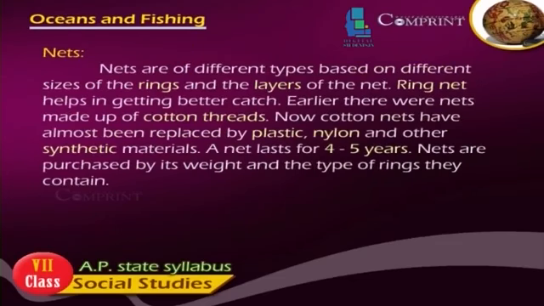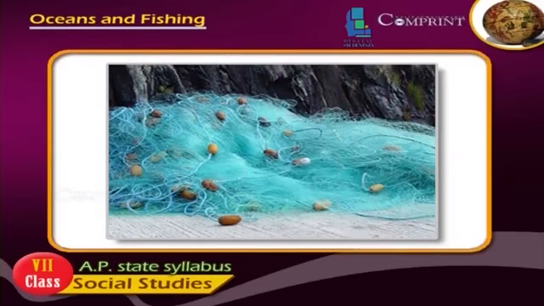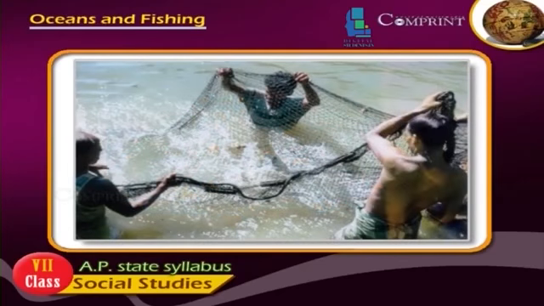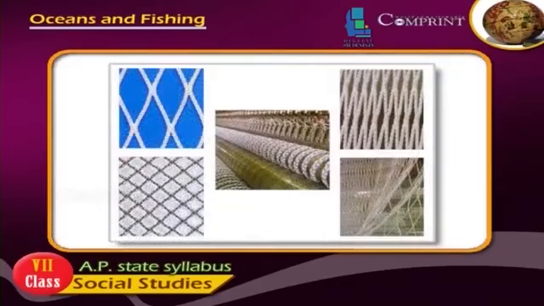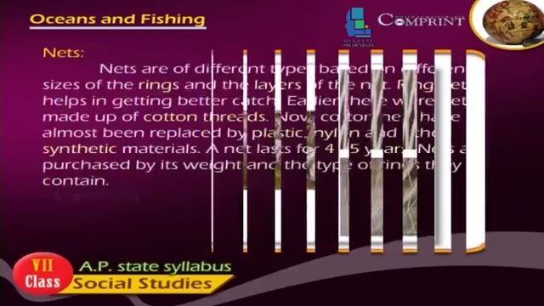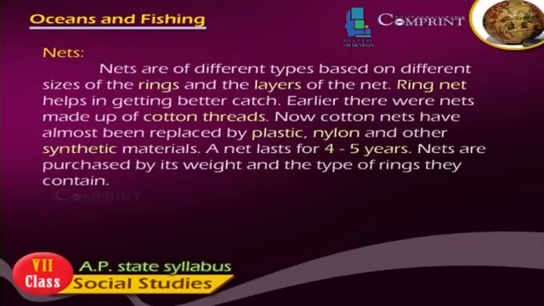Nets. Nets are of different types based on different sizes of the rings and the layers of the net. Ring net helps in getting a better catch. Earlier, there were nets made up of cotton threads. Now, cotton nets have almost been replaced by plastic, nylon and other synthetic materials. A net lasts for 4 to 5 years. Nets are purchased by their weight and the type of rings they contain.